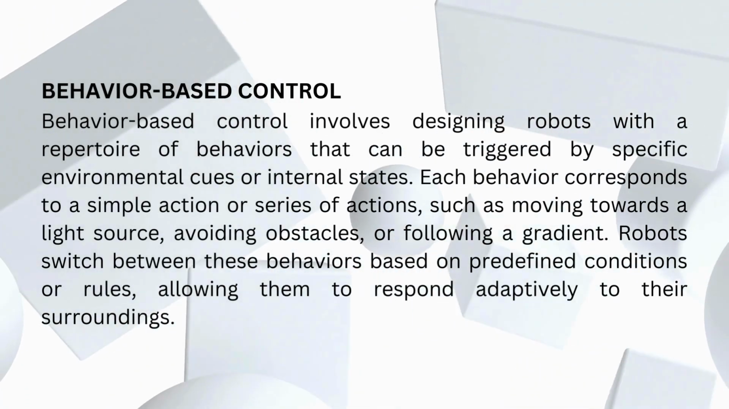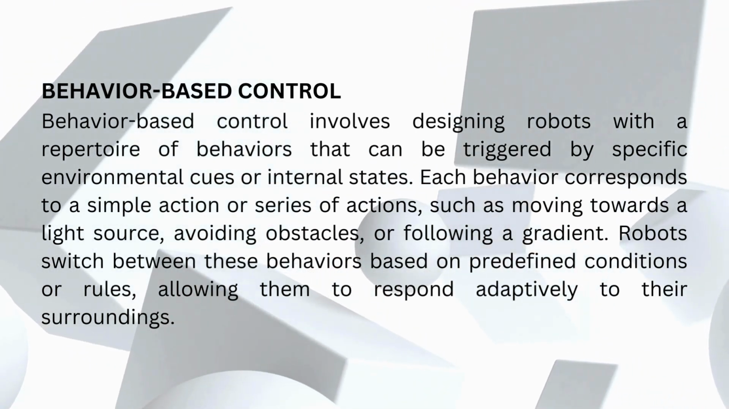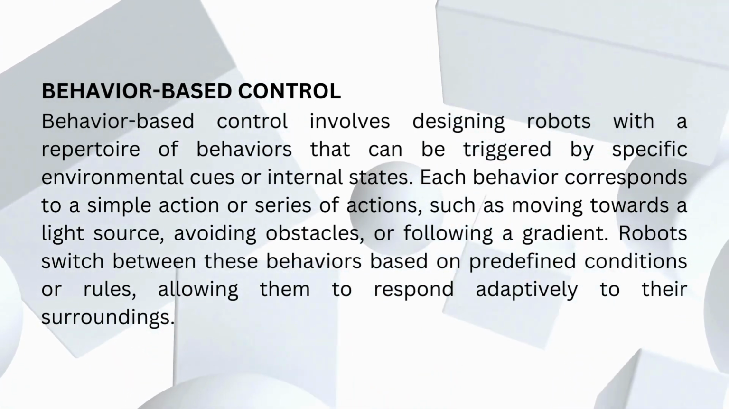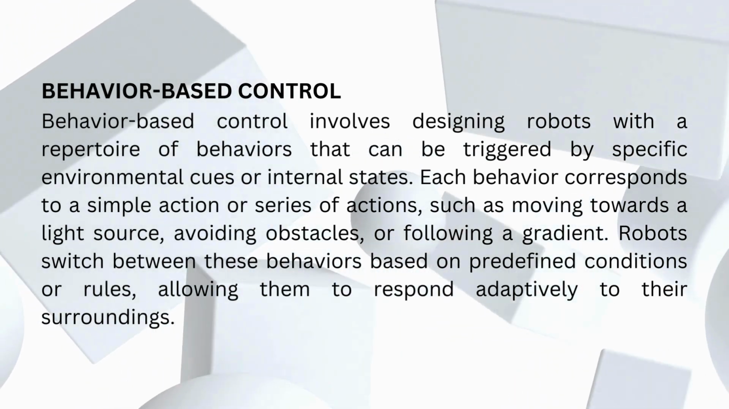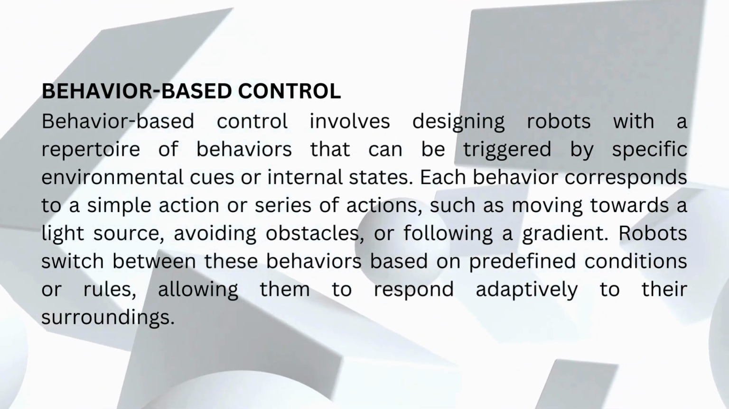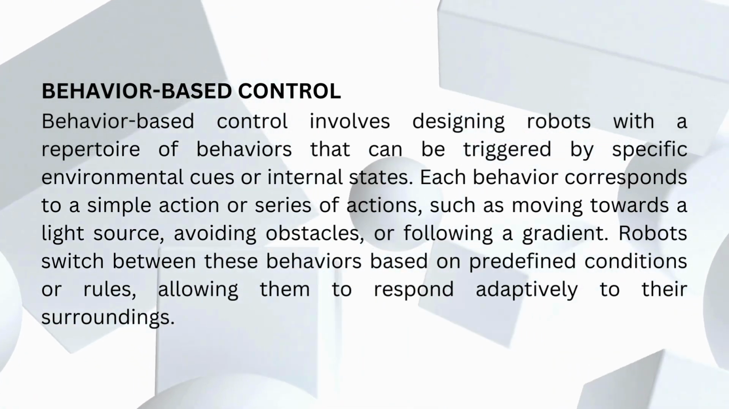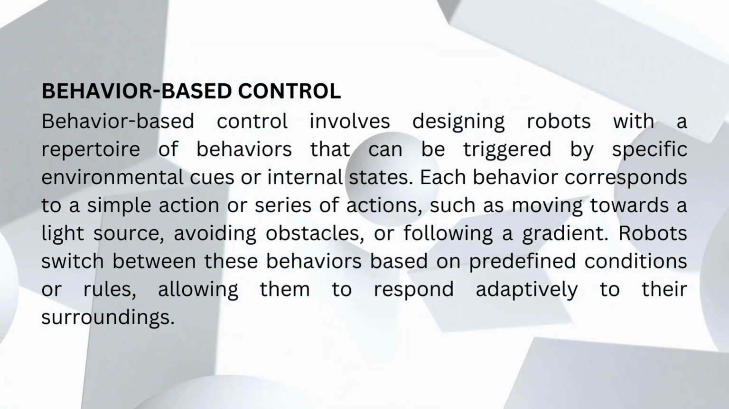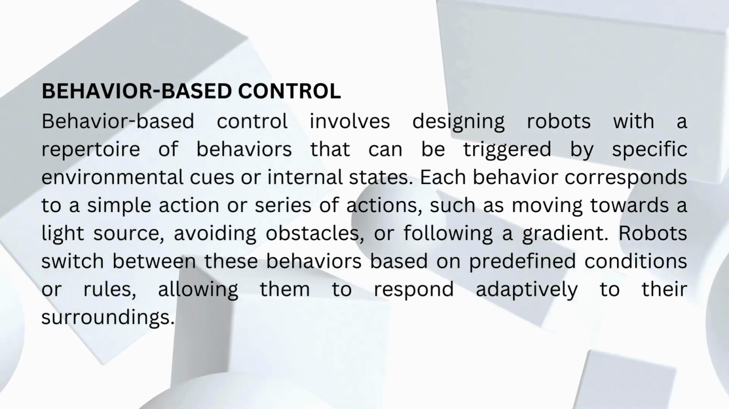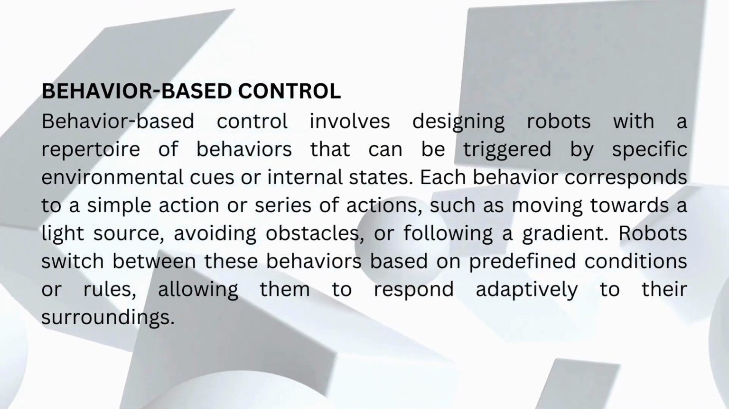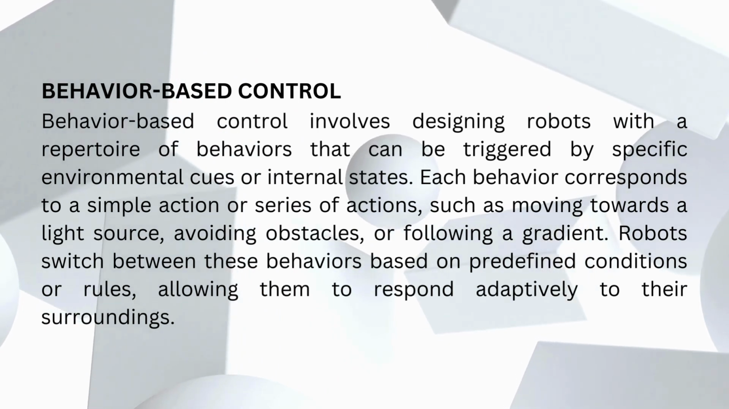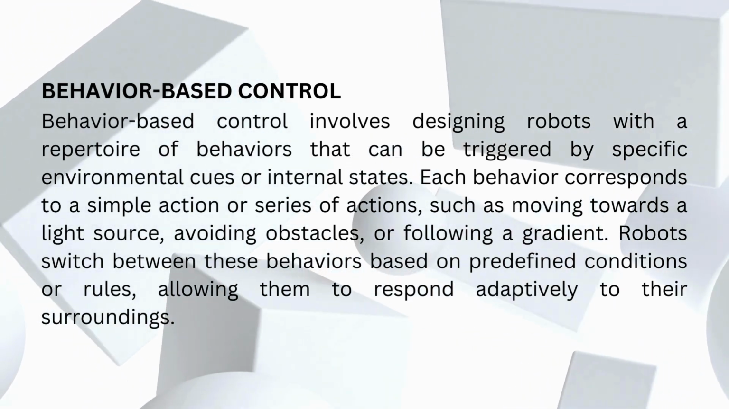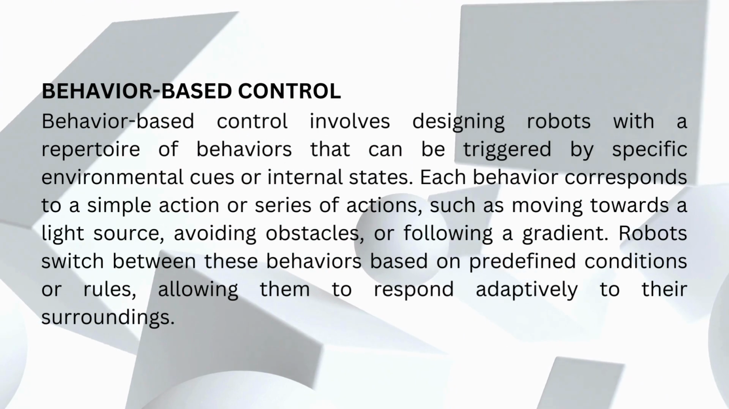Behavior-based control. Behavior-based control involves designing robots with a repertoire of behaviors that can be triggered by specific environmental cues or internal states. Each behavior corresponds to a simple action or series of actions, such as moving towards a light source, avoiding obstacles, or following a gradient. Robots switch between these behaviors based on predefined conditions or rules, allowing them to respond adaptively to their surroundings.